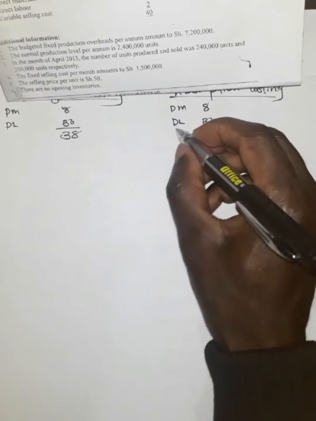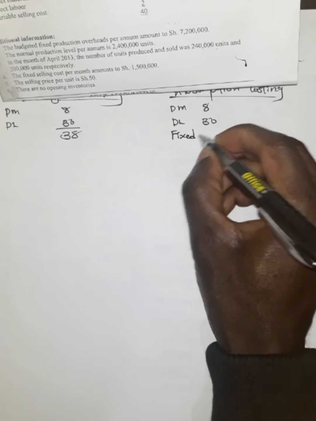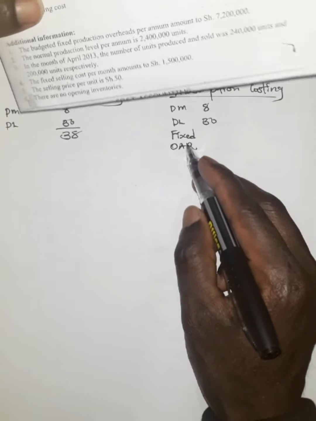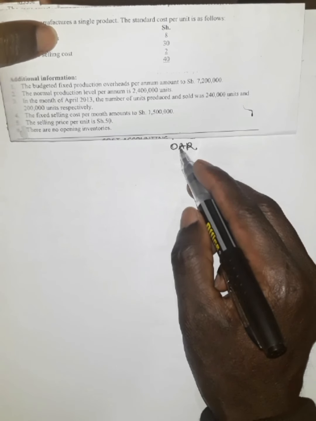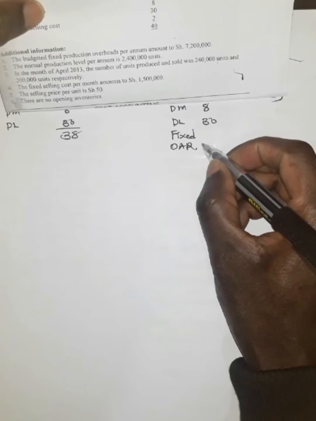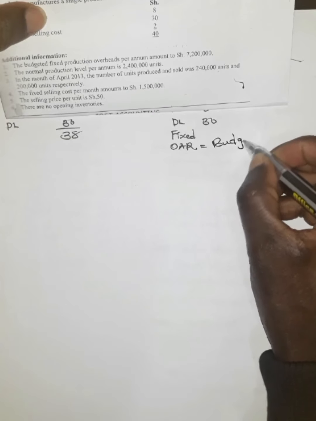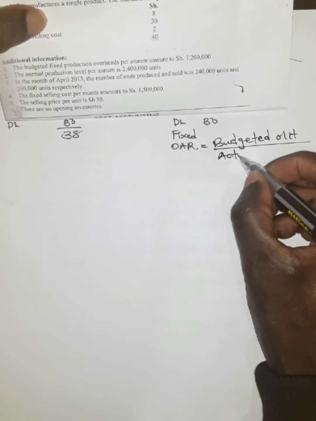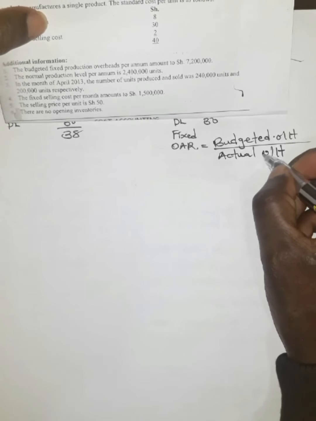And then there's an element of a fixed cost, or if you like, the overhead absorption rate. Now, for us to get the overhead absorption rate, an overhead absorption rate refers to the ratio of the budgeted overhead versus the actual overhead that was incurred. What you budget versus what you actually produce.